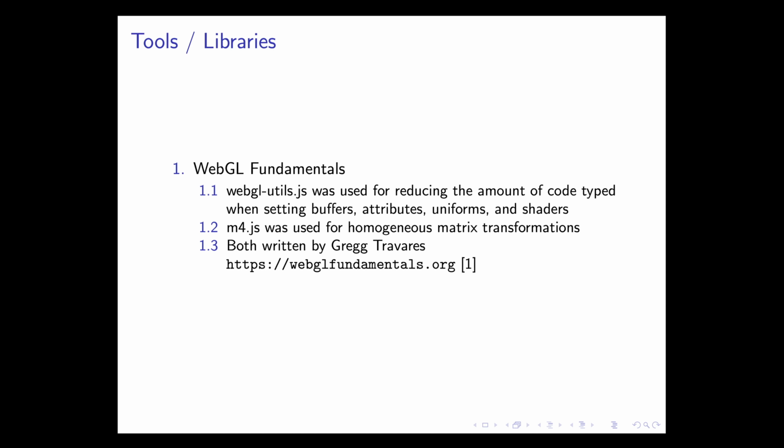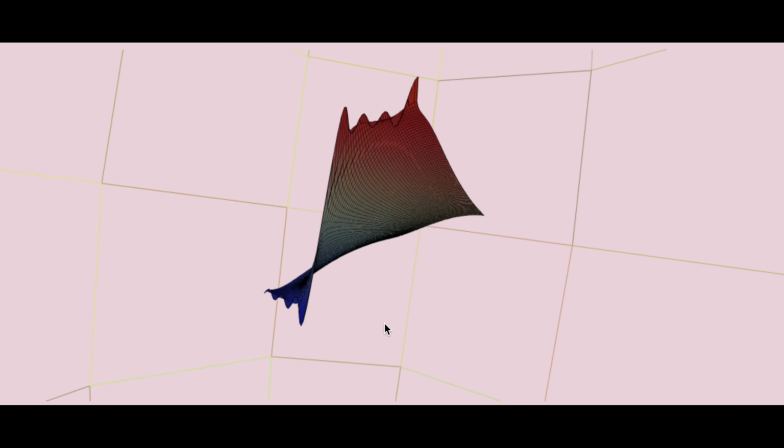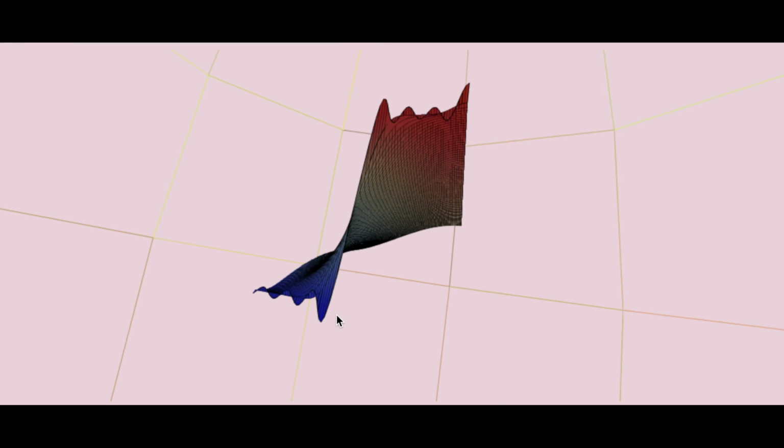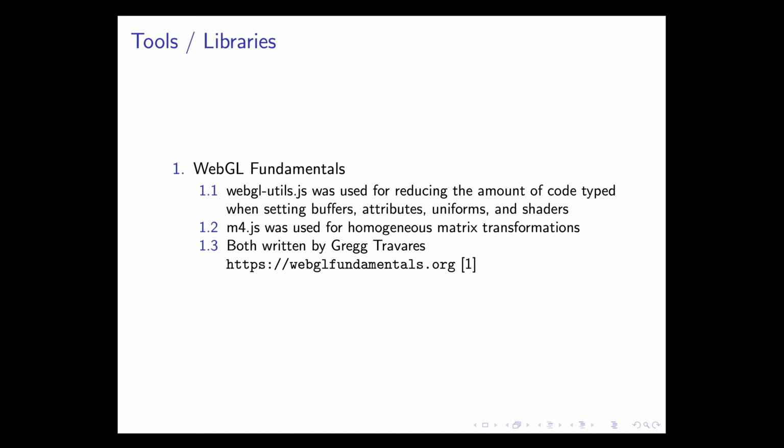libraries and guides. They were written by Greg Travers, and I used the WebGL utils for setting the buffers, setting the attributes, setting the uniforms, setting the shaders, and I used the m4.js for look at, perspective transformations, and then just translate, scale, rotate, things like that.